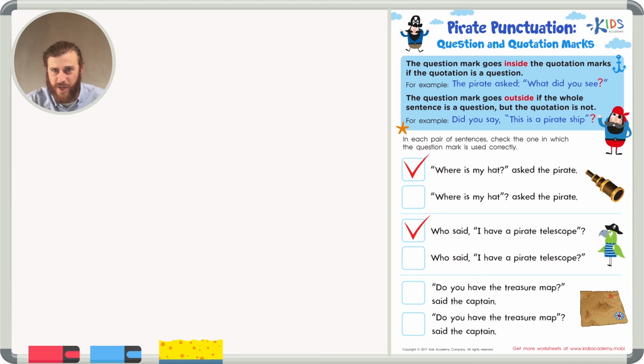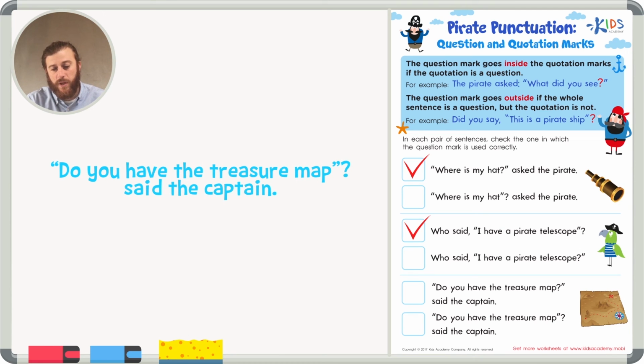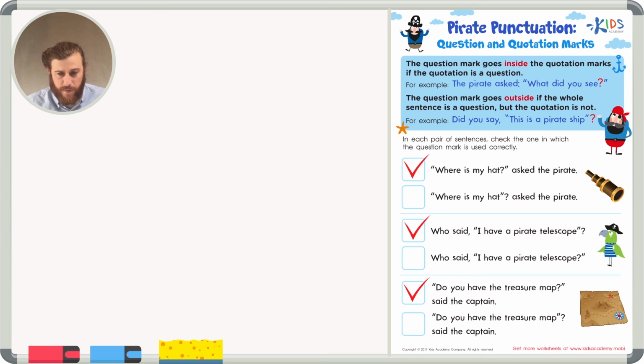Let's look at the second answer choice just to make sure our first one is correct. "Do you have a treasure map"? said the captain. This time the question mark is incorrectly outside the quotation marks. Remember, if the words inside the quotation marks are a question, the question mark needs to go next to those words inside the quotation marks. So this answer choice, our first answer choice, is correct.